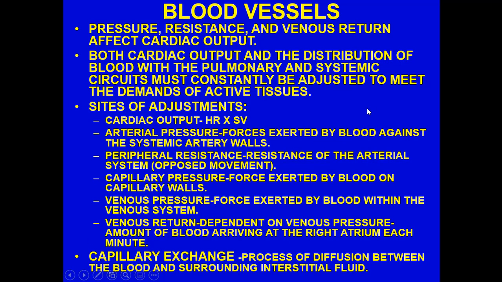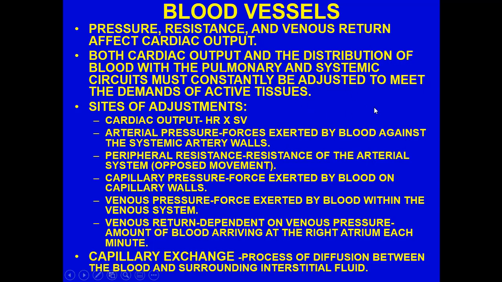Now we have to get used to a couple of concepts here. Pressure, resistance, and venous return will affect cardiac output. For those of you that forgot what cardiac output is, that's heart rate times stroke volume. Basically, in 1 minute, the number of times your heart beats times each stroke, when you have the contraction ventricularly, how much blood is being pushed out. That will tell you the amount of blood in 1 minute that is being pushed out for circulation, cardiac output.